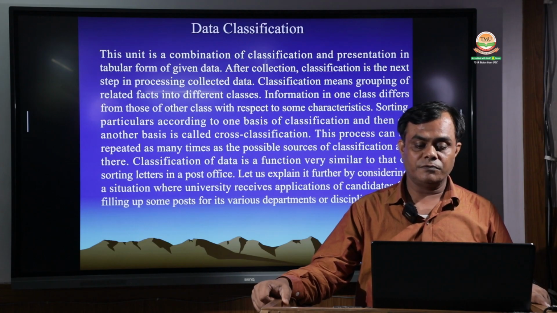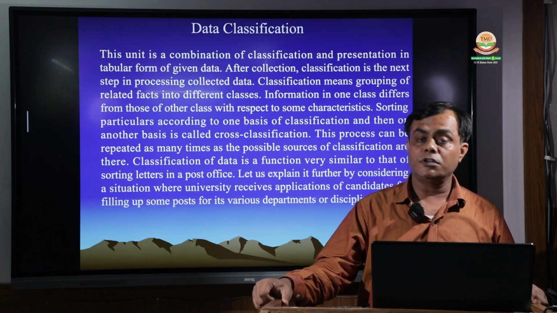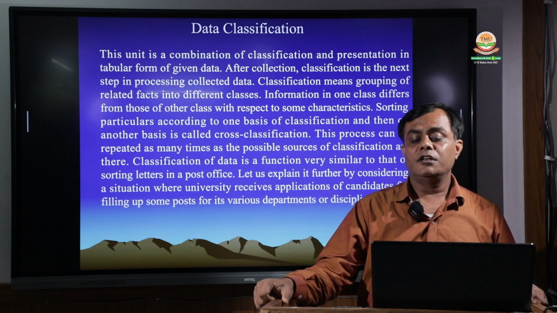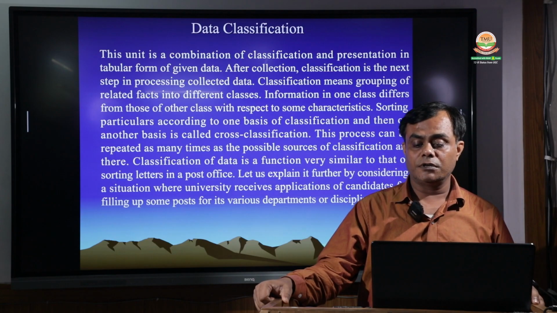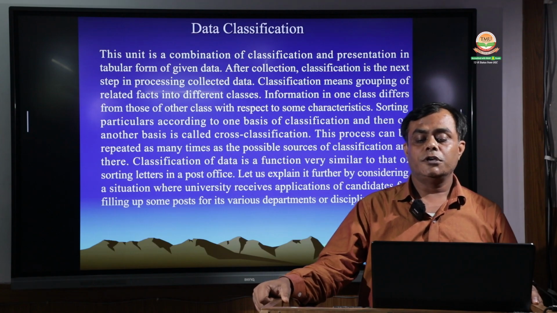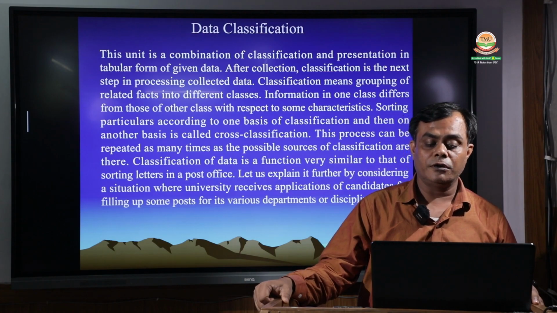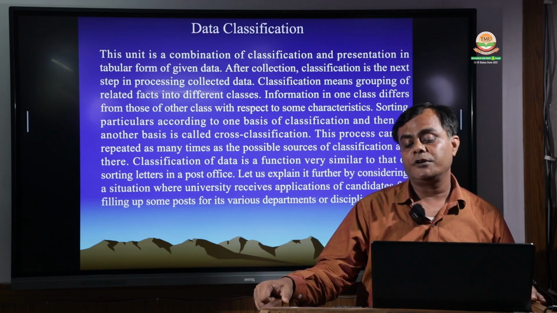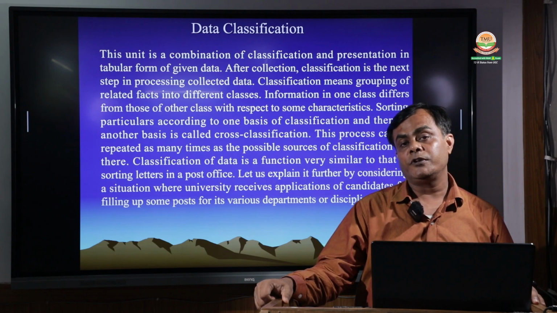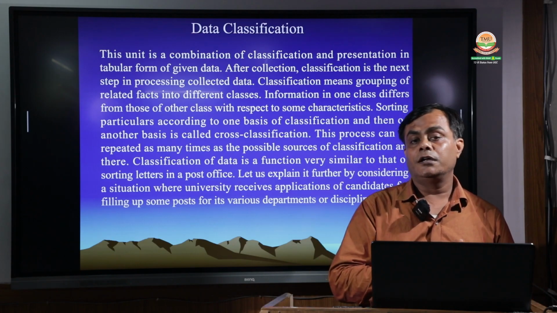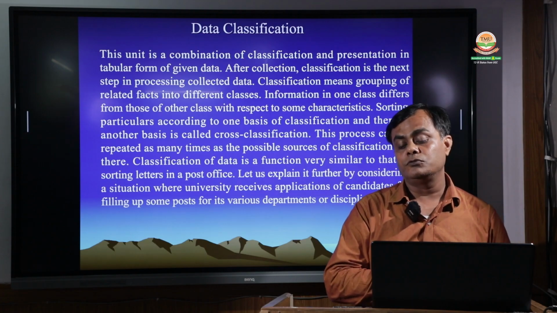So classification of the data is very similar to the sorting of letters in the post office. Let us explain it by considering a situation where the university receives applications from candidates for filling some posts in the various departments or disciplines. So on the basis of various departments and disciplines we sort the whole data, and within a proper department we get a homogeneous group.